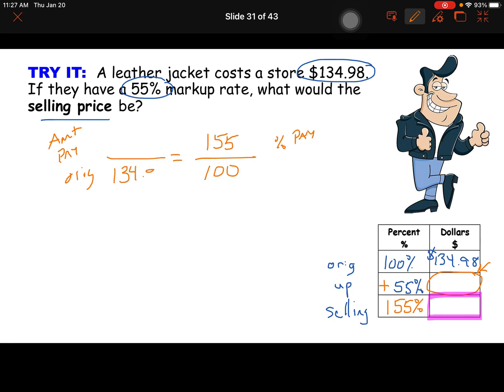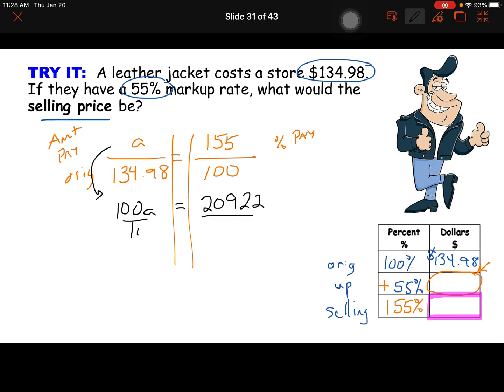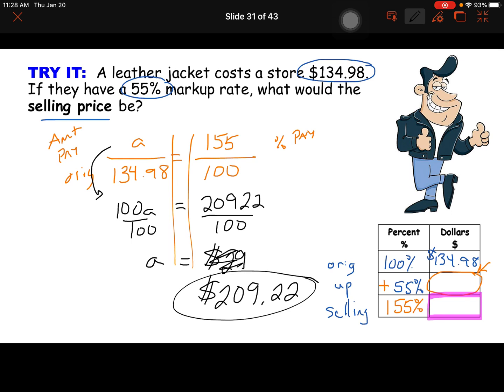So we have this goofy number of 134.98, and we're going to do our cross products once again. You have 100A, and you have 209.22 when we divide by 100. So the selling price is $209.22.